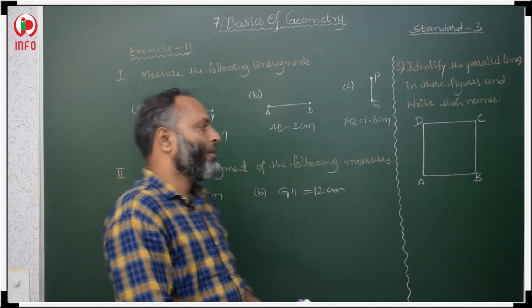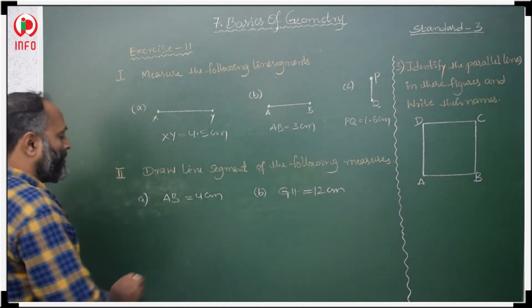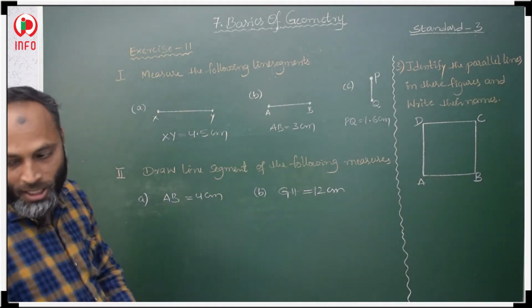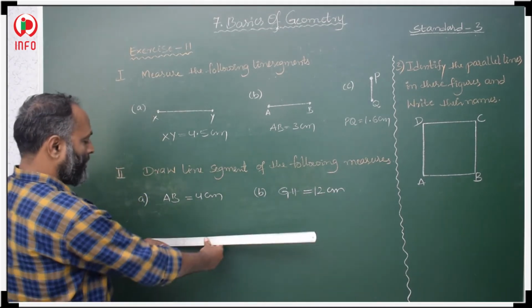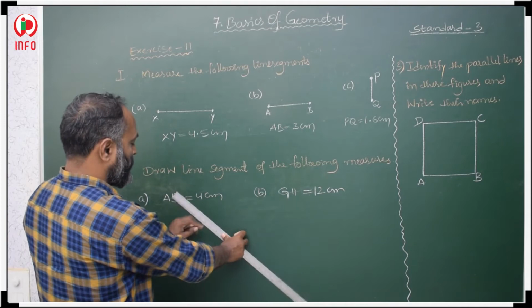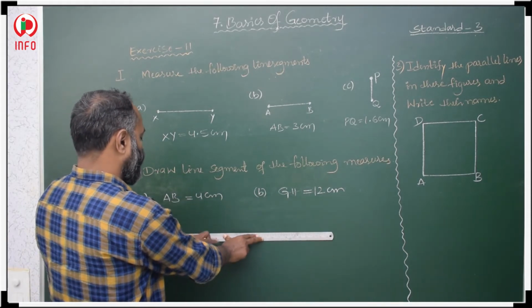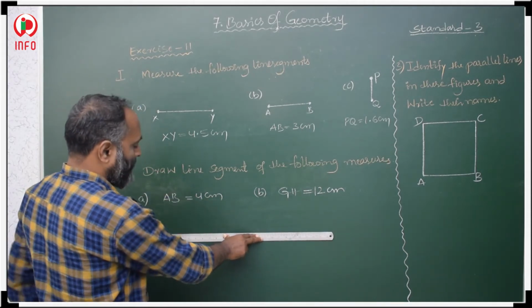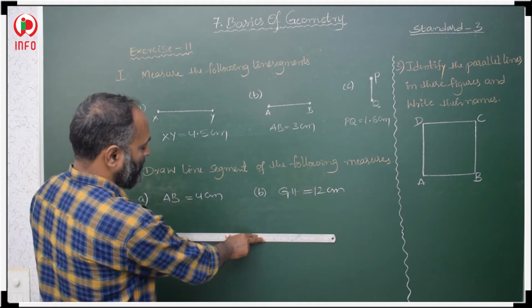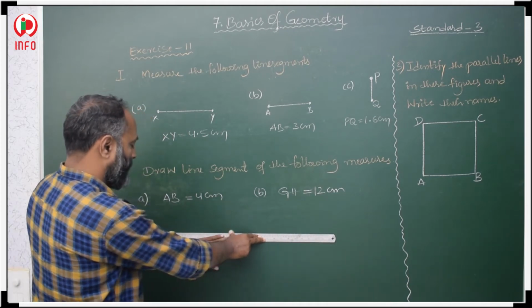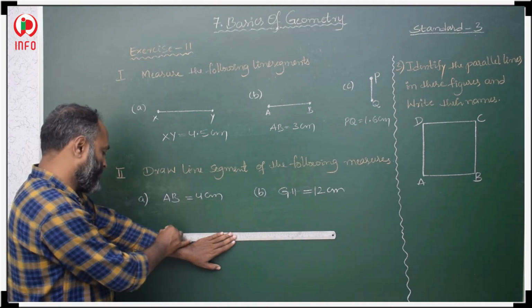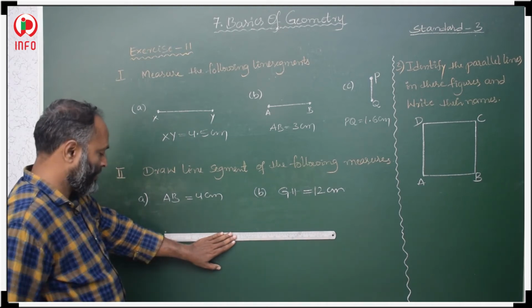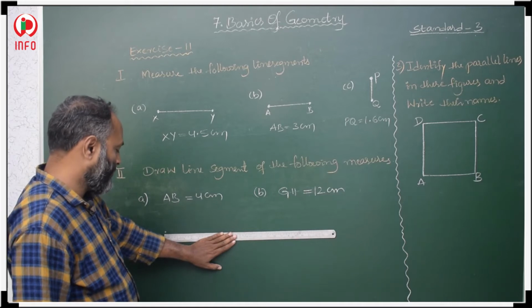See here, how to represent? First, we have to keep a ruler on your book like this. Then after that, mark one point at 0, and another point at 4.